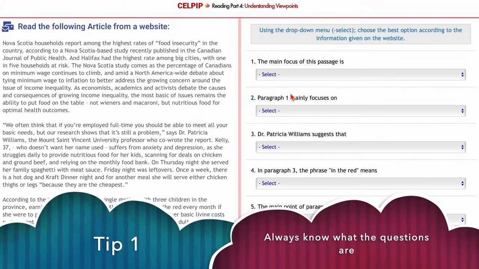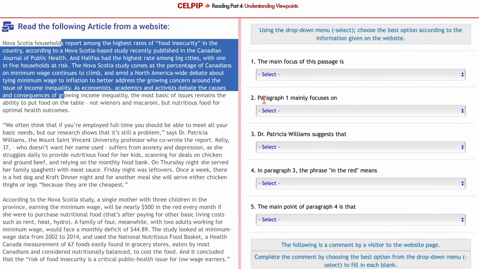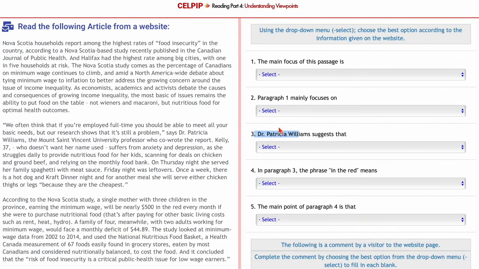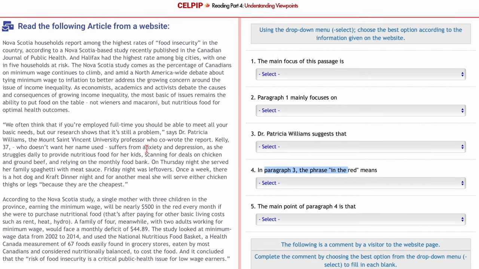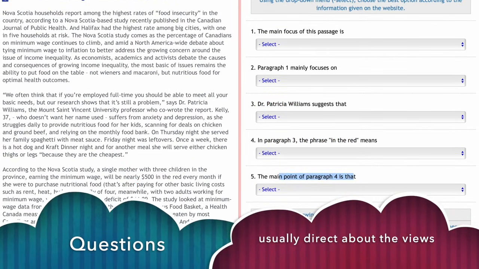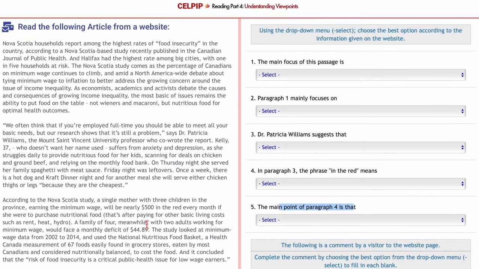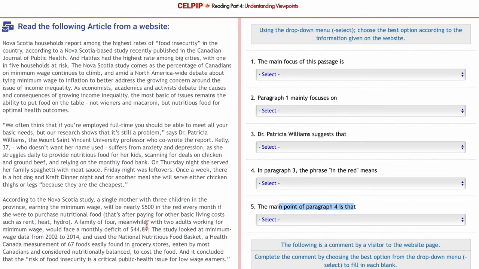Some questions are very direct, like paragraph 1 mainly focuses about, you see? Okay, and this one here is about Dr. Patricia. So where is Dr. Patricia here? And then in paragraph 3, what does that mean? And then paragraph 4, what's the main point? So usually it's very direct, the questions, and it's very important. So that's the first part about managing time.